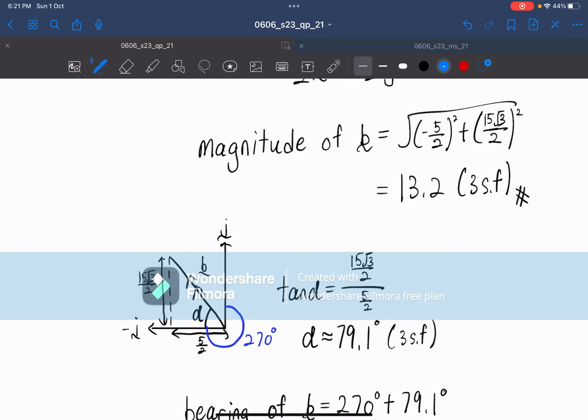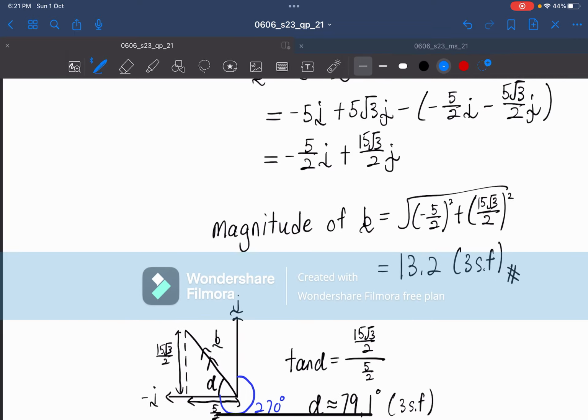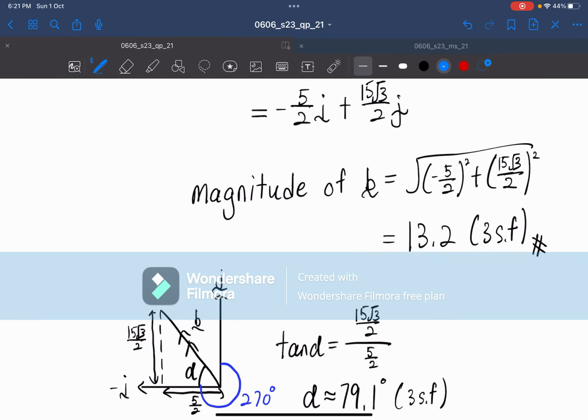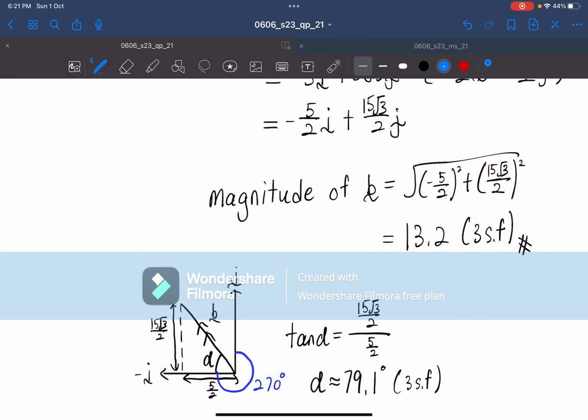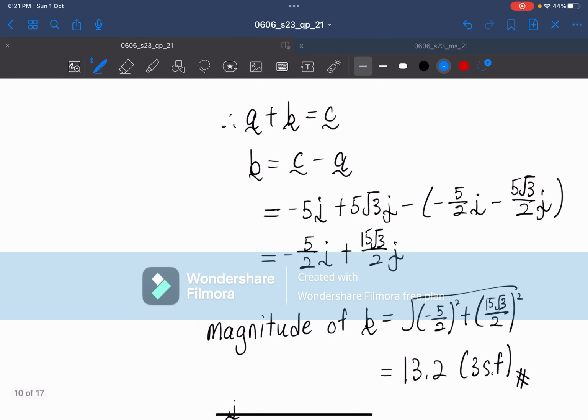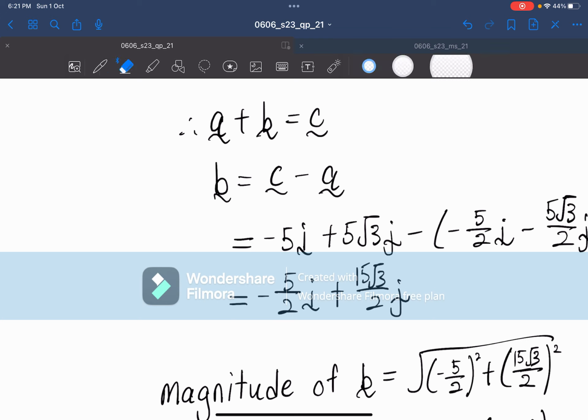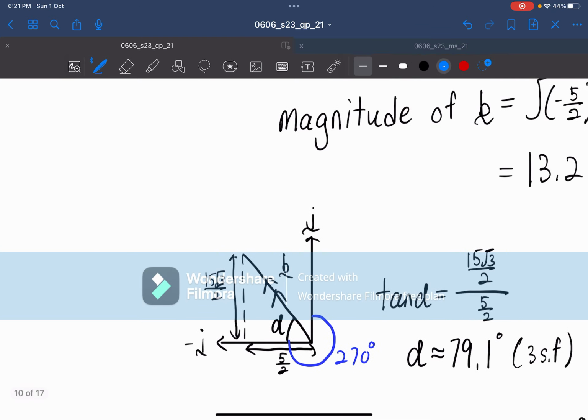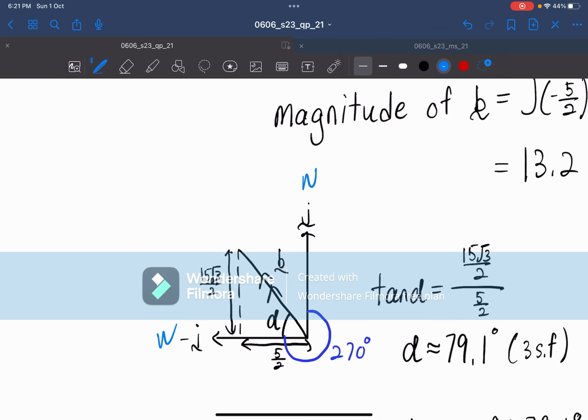since bearing is measured from north, you have to remember that, okay, so again, I drew a diagram for you to visualize. So we know that this is -5/2, and this is 15√3/2. So we know that this is going to be in the west direction, and this is going to be in the north direction. So it's going to be somewhere northwest. So that's how I figured it out. So northwest, right? So it's going to be somewhere in the northwest direction. This will be the resultant vector, which is B.